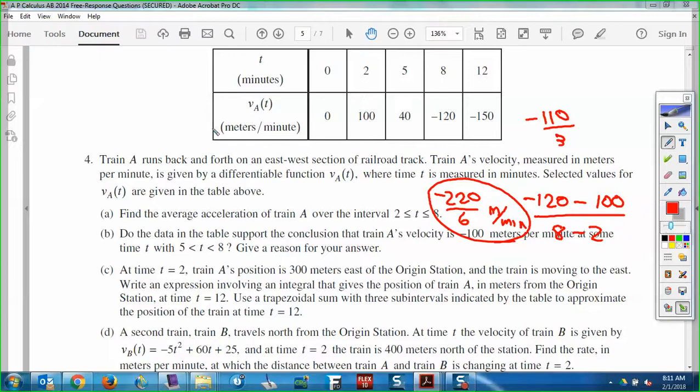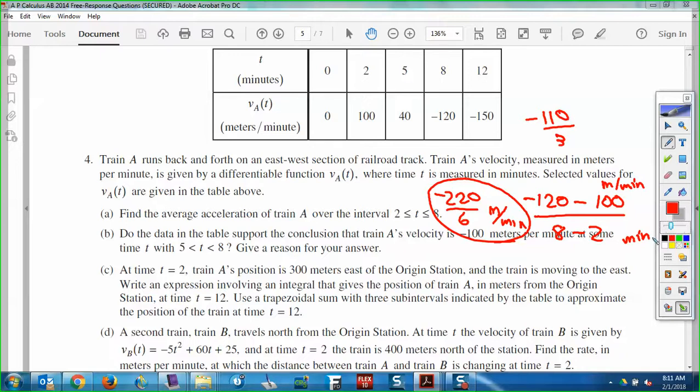Average velocity, you take the position function and do slope between 2 points. That's how we do average velocity. You'd have meters over minutes, meters per minute. For average acceleration, you take the velocity function, and you do slope between 2 points. So it's simply negative 120 minus 100 over 8 minus 2, because this is meters per minute divided by minutes. That's meters per minute per minute. You don't even need to simplify it, but it would simplify.